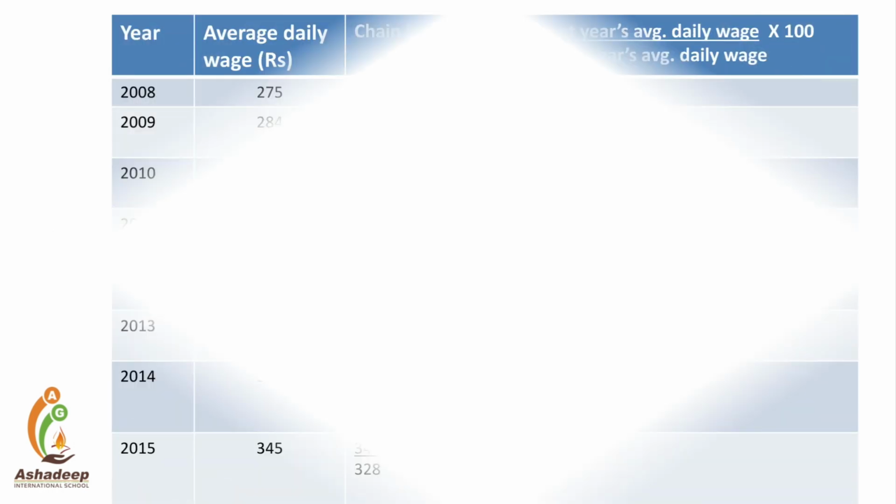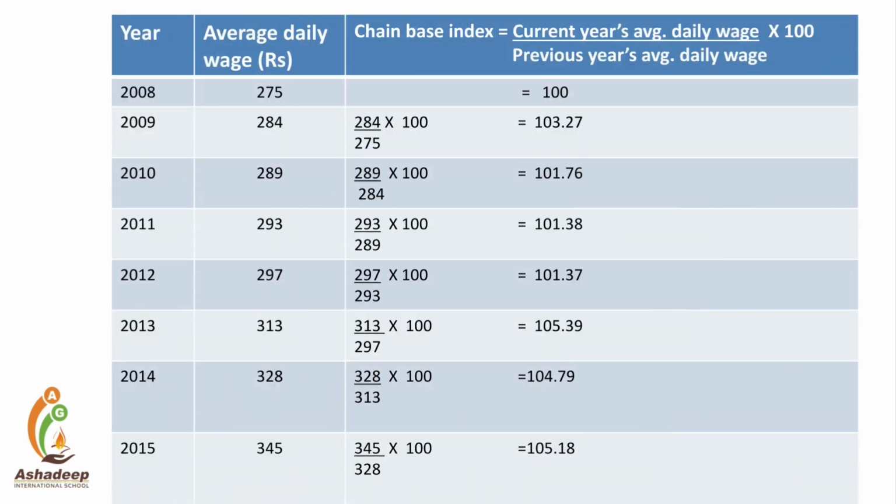So let's solve this using the formula. You can find in your answer that three columns are given. In the first column we write the year, that is given in your question. In the second column you will find average daily wages, which you will also find in your question. The third column is actually your answer, that is the chain based index number. What we are going to do is put the formula: current year's average daily wage upon previous year's average daily wage multiply 100.